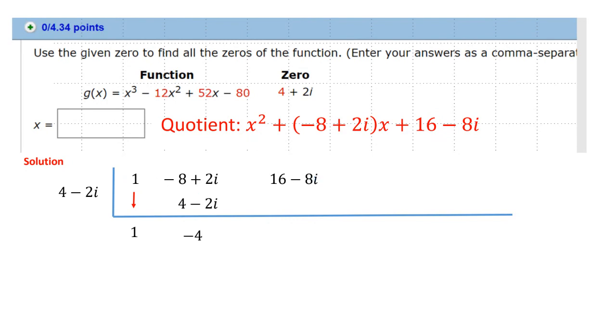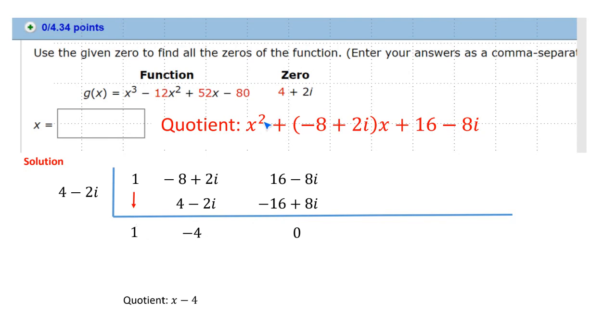Bring down the 1. Multiply 4 times 1 is 4. -2i times 1 is -2i. -8 plus 4 is -4. 2i plus -2i is 0. And then we're going to multiply 4 times -4 is -16, and negative 2i times negative 4 is positive 8i. Okay, so if we add them, we get 0.